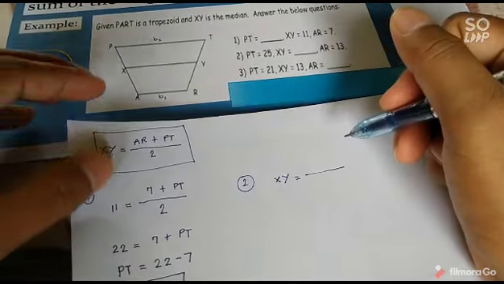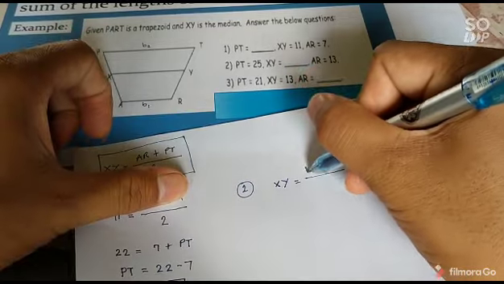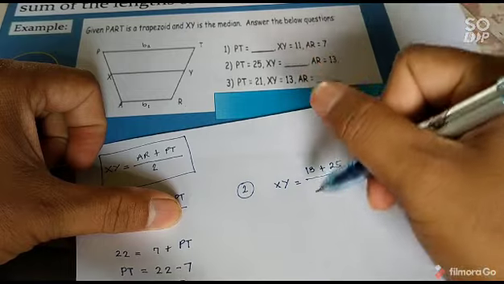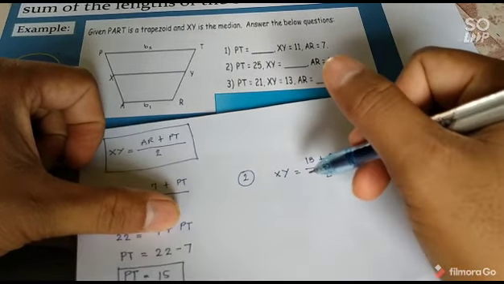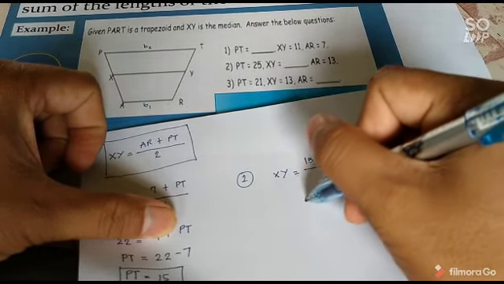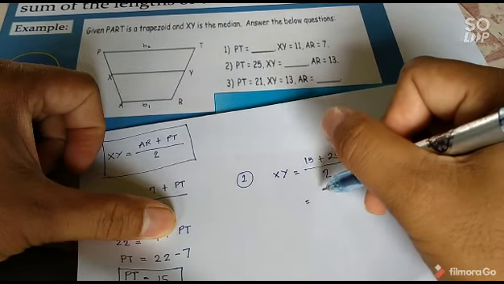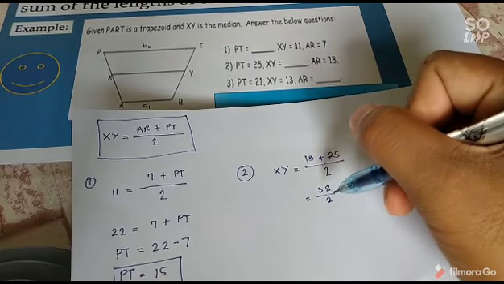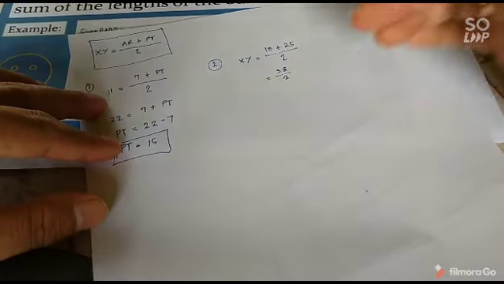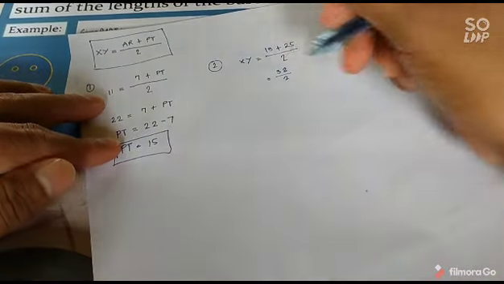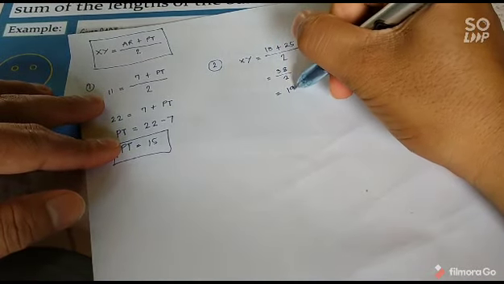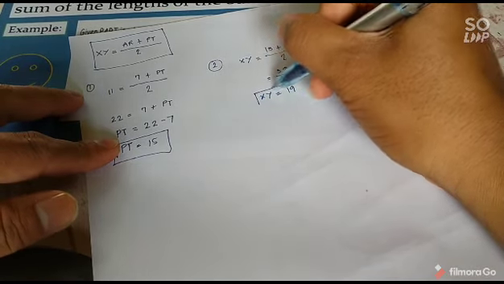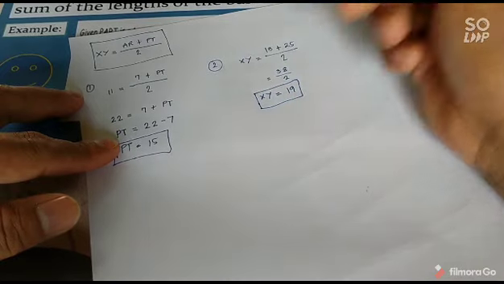Equals, AR is how much? That is 13, plus 25 over 2. So simplify, since we're looking only for the length of segment XY, you would have 13 plus 25 will give you 38 over 2. So again, 38 divided by 2 will give you 19. Therefore, the median of the trapezoid PART is equal to 19 units.